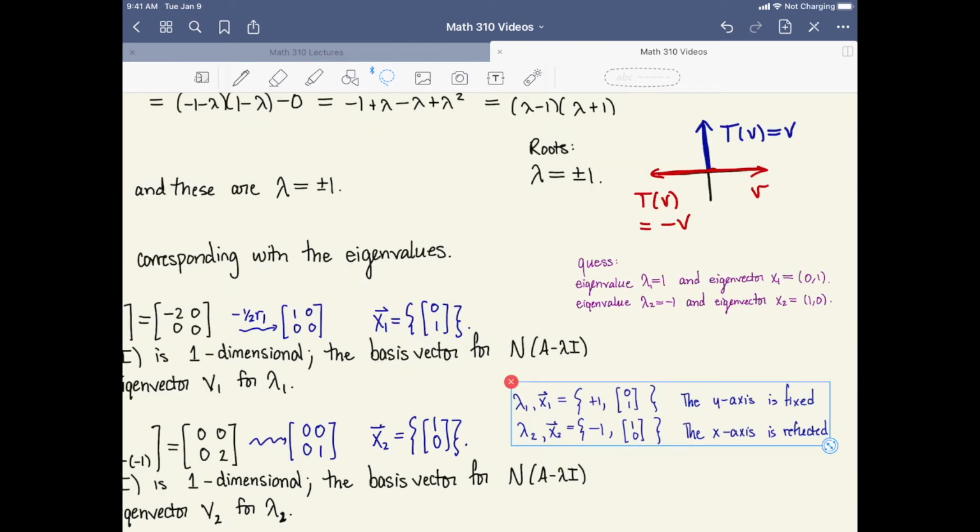We found explicitly with this calculation that we had an eigenvalue of 1 with a corresponding eigenvector of 0, 1. This indicates that that's the y-axis and that it's fixed under the transformation. We also found lambda 2 being equal to minus 1, and its corresponding eigenvector was 1, 0. So that says that the x-axis is also going to be fixed in the sense of going to a parallel vector, and in particular, this one is going to get sent to itself in the opposite direction.